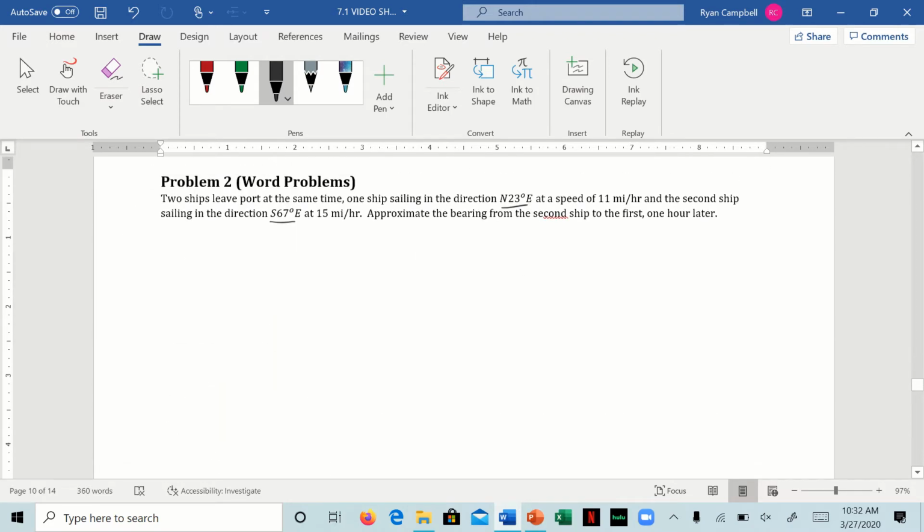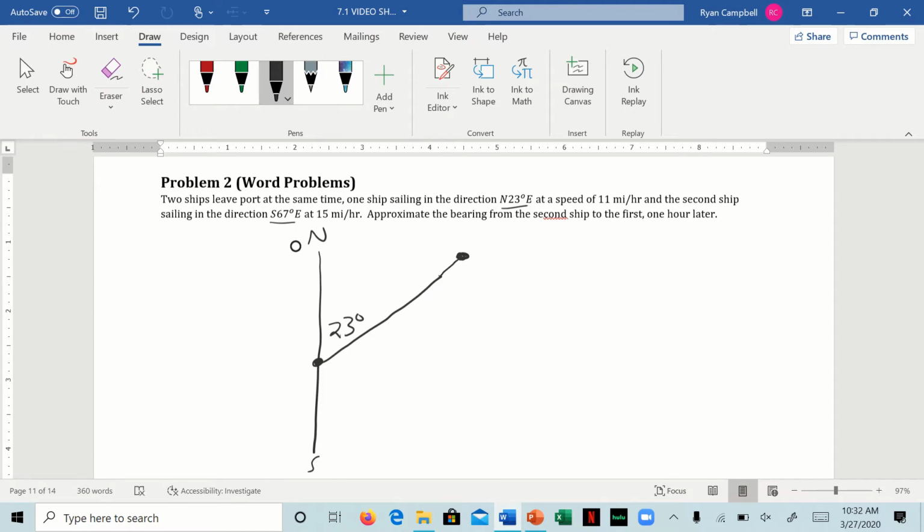All right, so two ships leave port at the same time. So we have our north-south line, and I would actually suggest not writing the east-west line. That's just going to mess you up. So this is where we start, and let's just do the north-south line. One ship is sailing in the direction of north 23 degrees east. So northeast is going to be in this direction, and this is 23 degrees. And this is 11 miles per hour. We'll talk about that in a second.